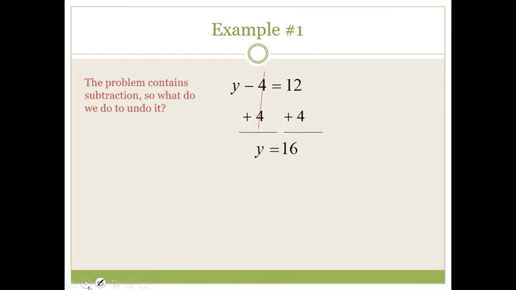And then the last thing I would do is check in the original equation to make sure 16 worked. So I would take the 16 and go back to my original equation and replace the variable with it. So then, replacing y with 16, I would say, is 16 minus 4, does that really equal 12? And yes, 16 minus 4 is 12, so I know my answer is correct.